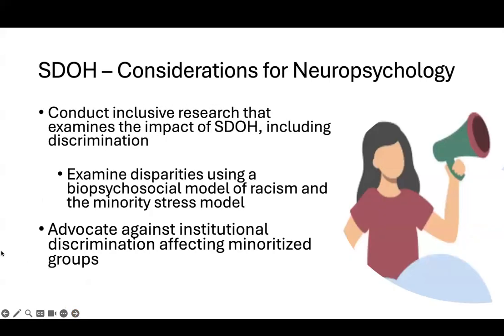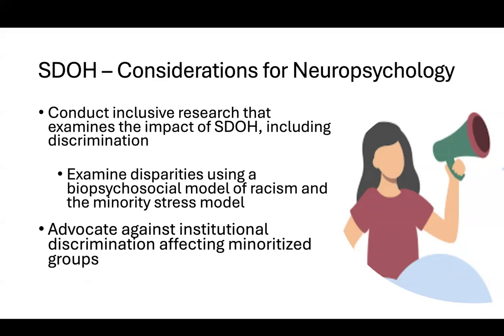And then our last slide. It's important to keep conducting this research, looking at these social determinants of health, including the effects of discrimination, and looking at the disparities we talked about earlier, and making sure we contextualize everything in a biopsychosocial model. Looking at minority stress and the impact of racism, the differences we're seeing are secondary to the experiences and the opportunities that are limited for some groups.